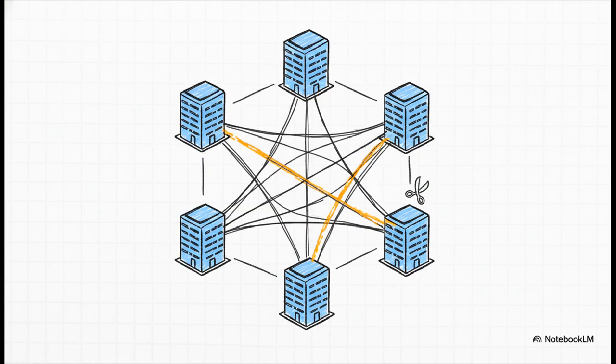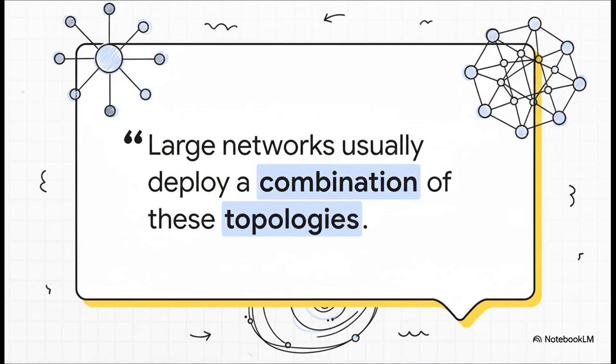Now, for the gold standard for maximum reliability, you have what's called a full mesh. In this setup, every single site has a direct connection to every other site. The result? It's incredibly resilient. If one connection fails, no big deal. There are tons of other paths the data can take. But as you can probably imagine, this is by far the most complex and the most expensive to build and maintain.